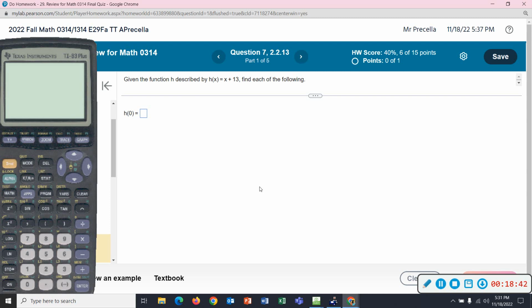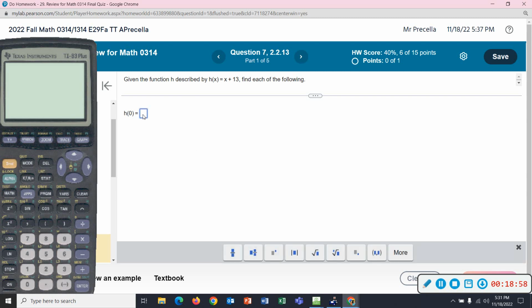Okay, here, given the function h described by h of x equals x plus 13, find each of the following. Well, the first one, h of 0, that means plug 0 in for x. You don't need to do any writing here. Plug in a 0 for x, 0 plus 13, that would just give us 13.